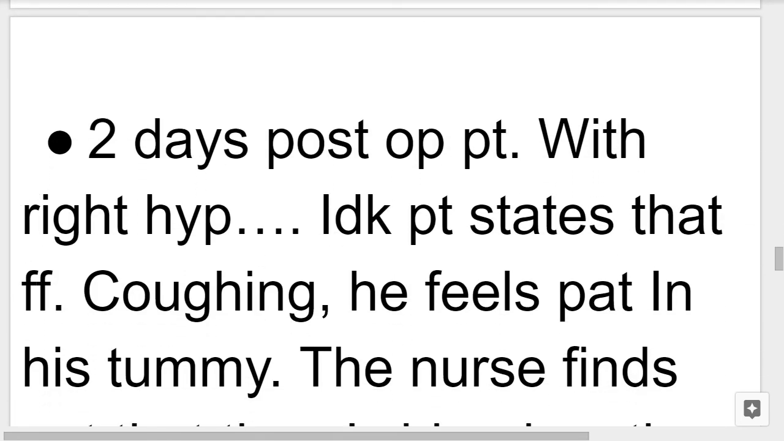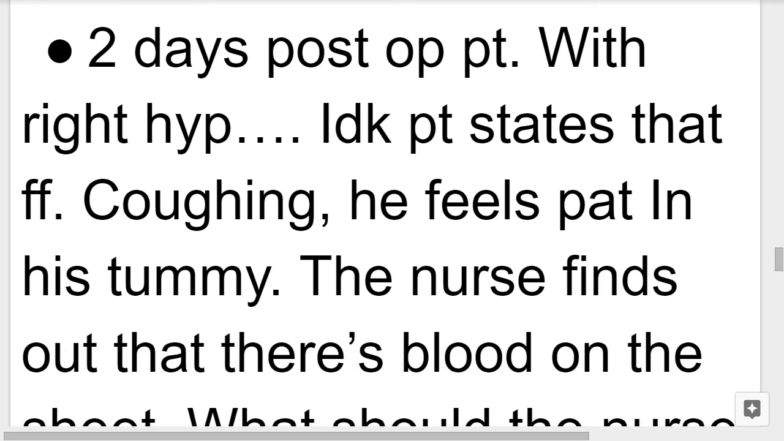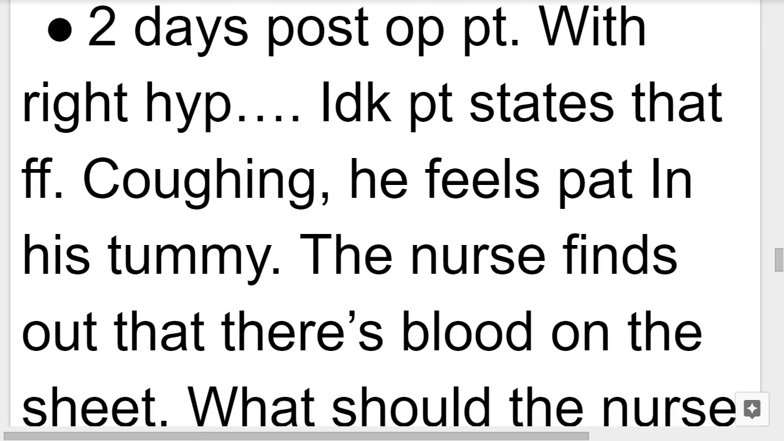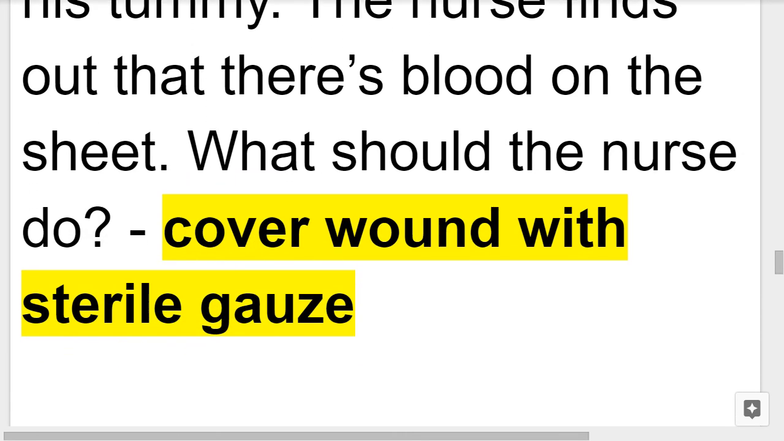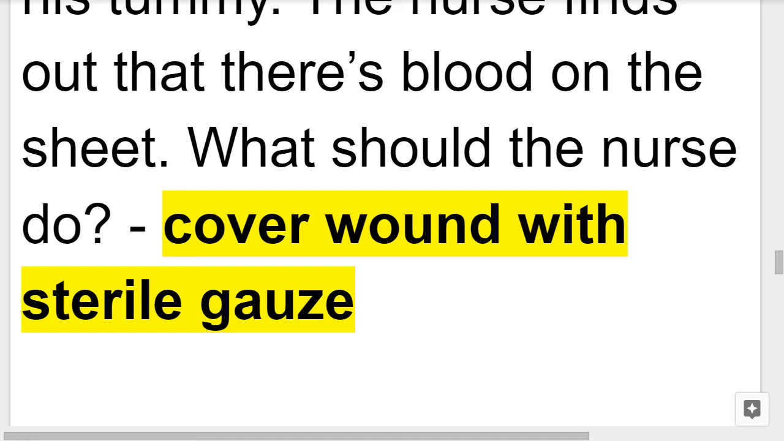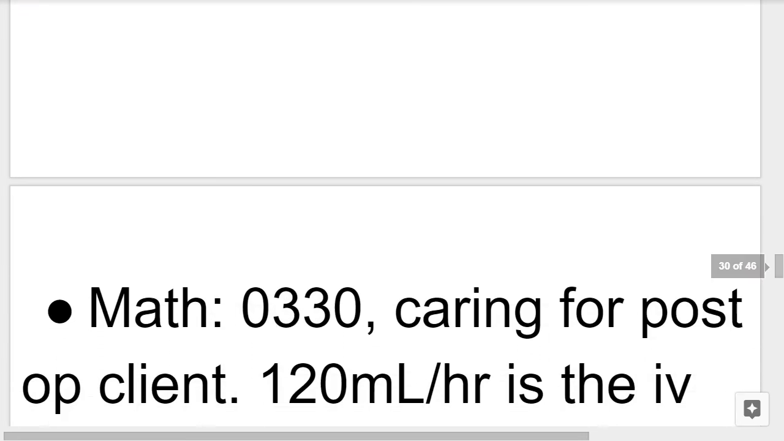Two days post-operative, a patient with a hernia repair states that following coughing, he feels a pop in his tummy. The nurse finds blood on the sheet. What should the nurse do? Cover the wound with sterile gauze.